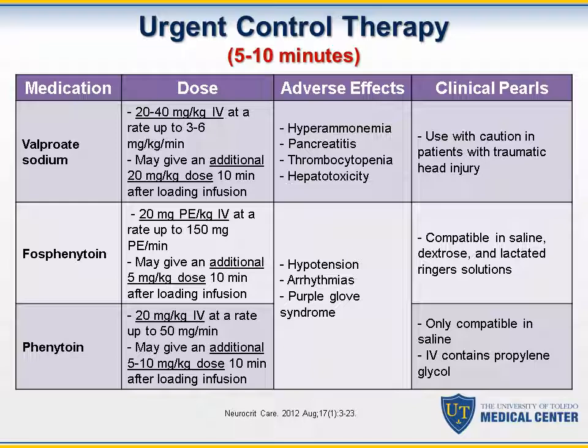Adverse effects of these medications include hypotension, arrhythmias, and purple glove syndrome. Purple glove syndrome is discoloration and pain at a peripheral IV site. To avoid this, you want to inject slowly into a large vein and flush with normal saline, and there is a lower risk with fosphenytoin. Something I wanted to note is that phenytoin IV is automatically substituted to fosphenytoin at our institution, so it can be administered more rapidly.